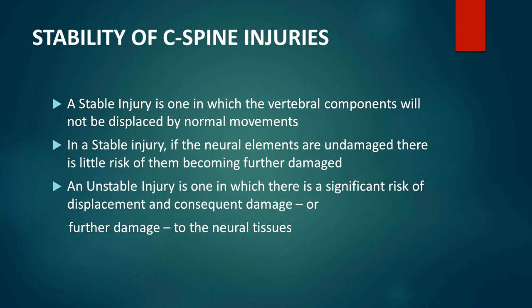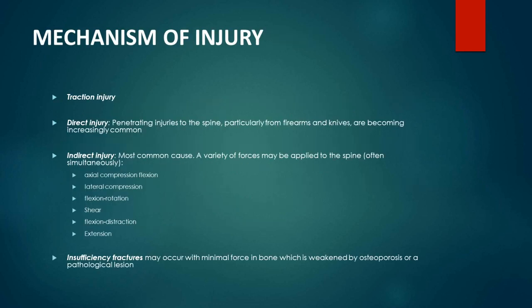So how do we assess stability of C-spine injuries? A stable injury is one in which the vertebral components will not be displaced by any normal movement. In a stable injury, the neural elements are undamaged, and there is little risk of them becoming any further damaged. However, an unstable injury is one in which there is a significant risk for displacement and consequent damage to the neural tissues. So, mechanism of injury is important.